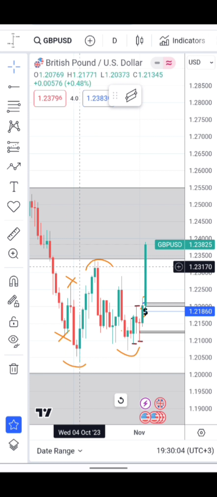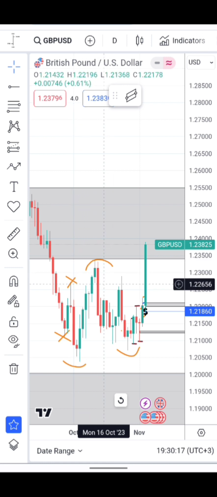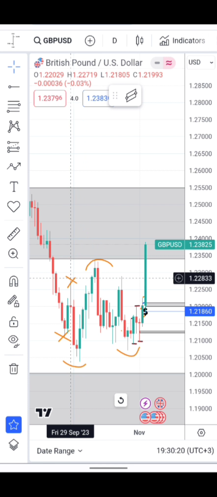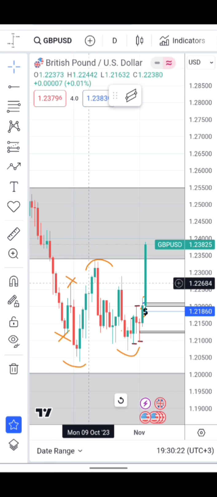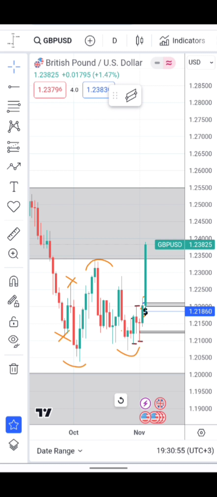So from that low of 4th October, market went ahead and violated that high of 29th September again. So breaking structure on both sides, the lower side and the higher side. That high of 29th September, the break above that high, the 1.22684, I consider that a break of structure, a market structure shift from bearish to bullish. As long as price is above the 4th October low, I'll still consider GBPUSD bullish on the daily time frame.